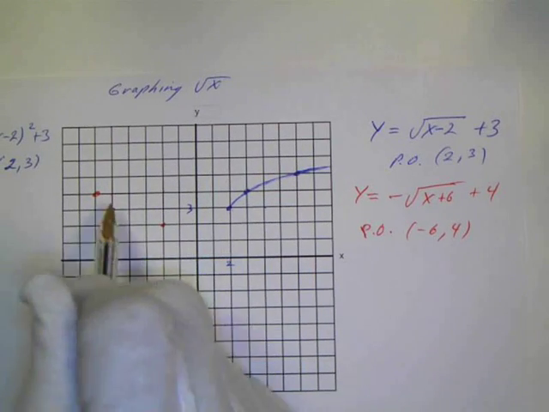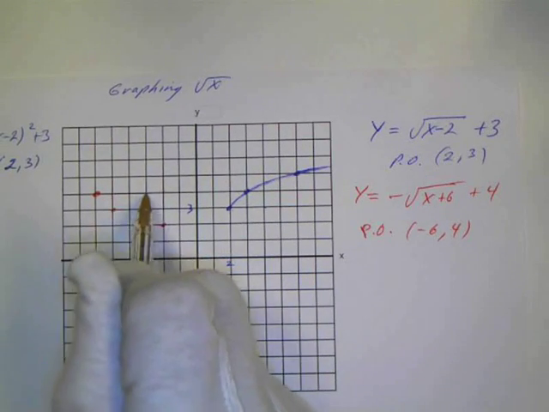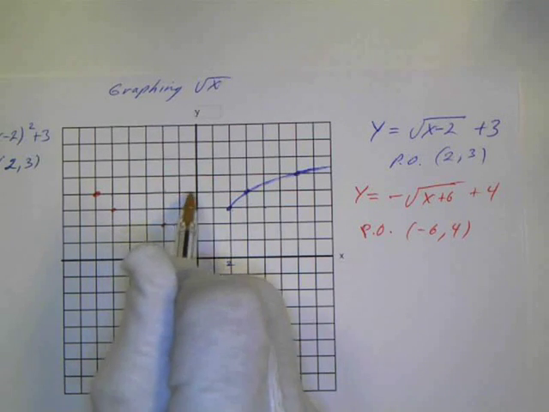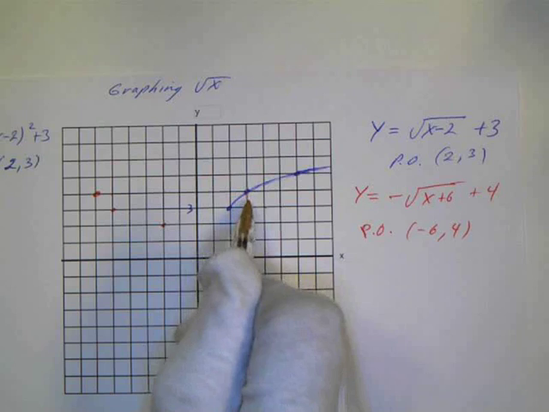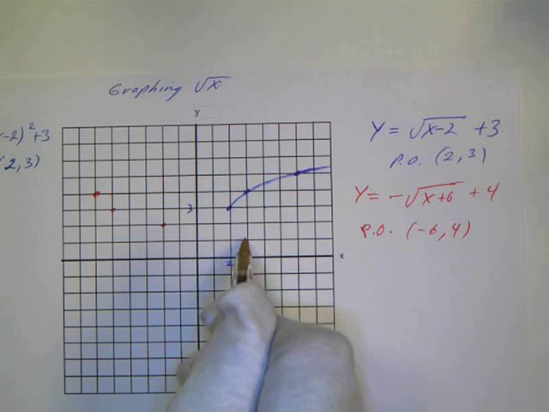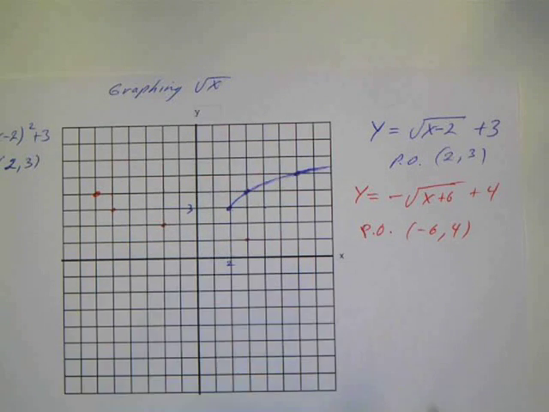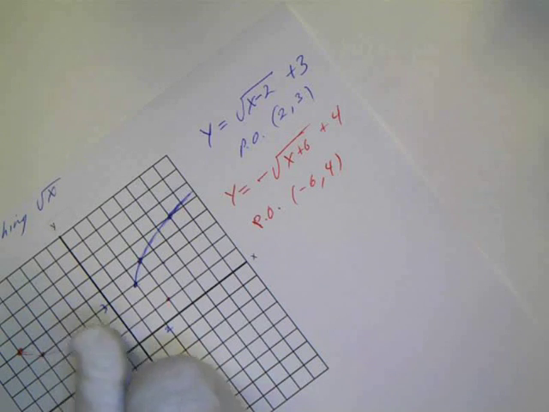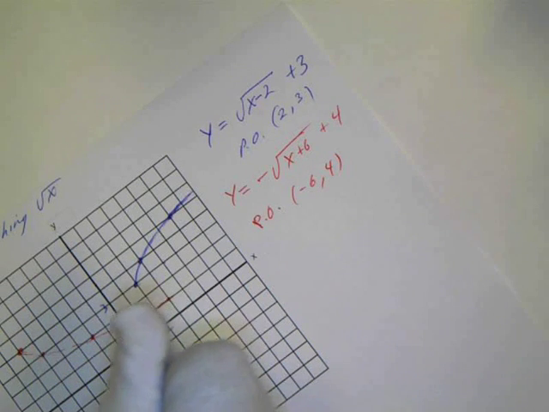And we could also actually go over 9, and down 3, 1, 2, 3. And we get a fourth point. We would see that our curve would have to go through these points here, and eventually make its way down here.